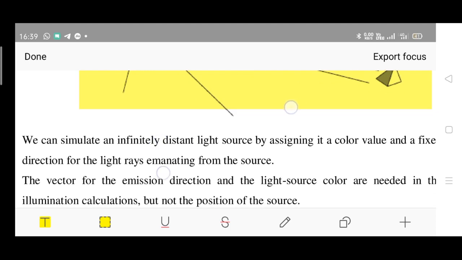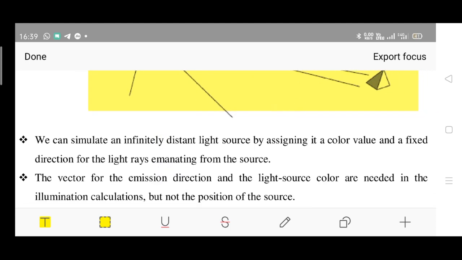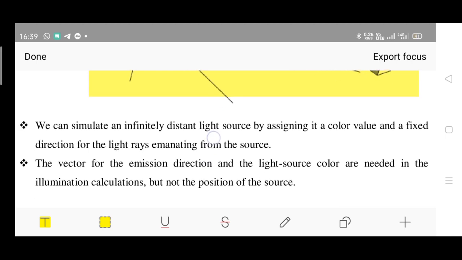We can simulate an infinitely distant light source by assigning it a color value and a fixed direction for the light rays emanating from the source. The vector for the emission direction and the light source color are needed in the illumination calculation, but not the position of the light source. Here position we are not considering because we have assumed that the light source is at a certain distance. So we are taking the distance value only for calculation purposes as well as vector representation purposes.